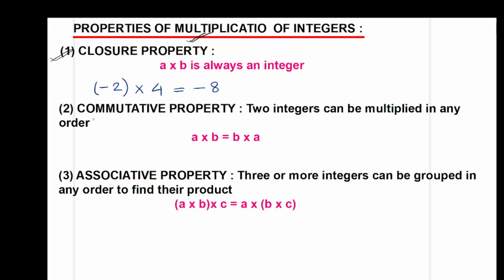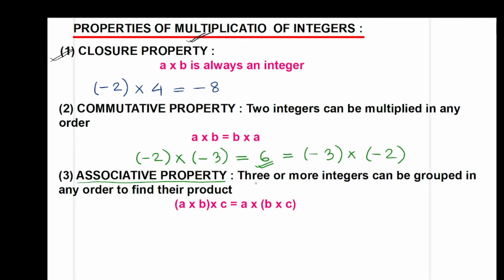Okay. Next, commutative property. The commutative property says that two integers can be multiplied in any order. That means minus 2 into minus 3, what will we get? Positive 6. Again, if we write minus 3 first, then minus 2, then we also get the same, which is an integer. Okay. So the commutative property is also satisfied by integers under multiplication.